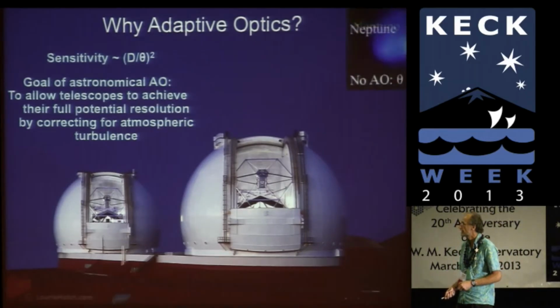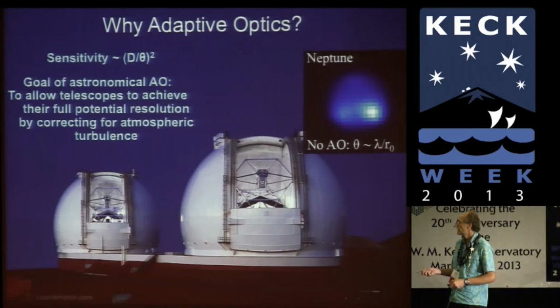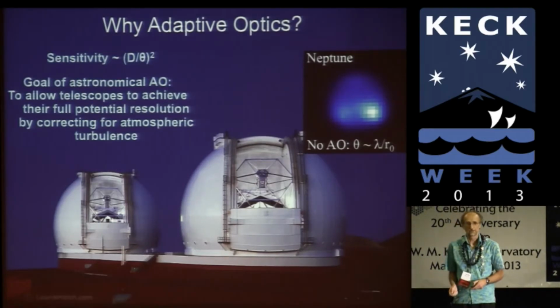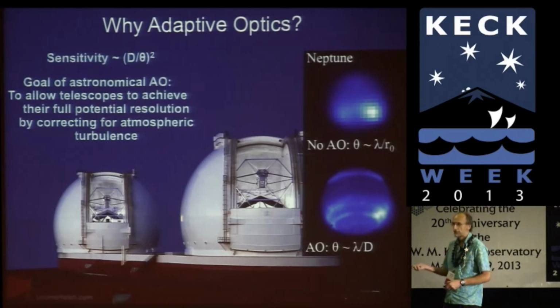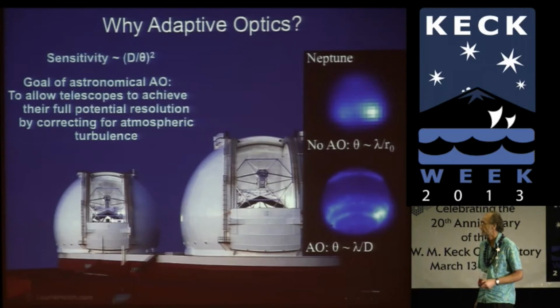To illustrate this, here's an image of Neptune without adaptive optics. It's limited basically by r0 here, the spatial scale of the turbulence, to be about 4 resolution elements across Neptune. And we turned our AO system onto Neptune back in 1999. This is what we saw. Instead, we're limited by the diameter of the telescope to about 40 resolution elements across Neptune.